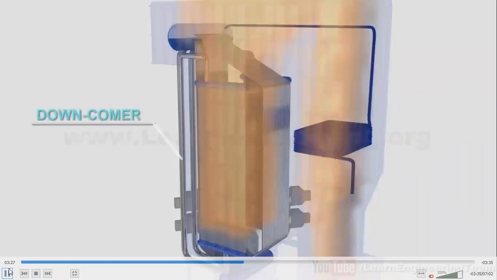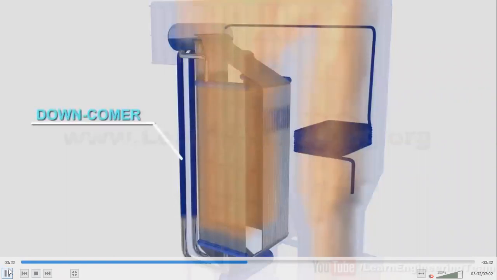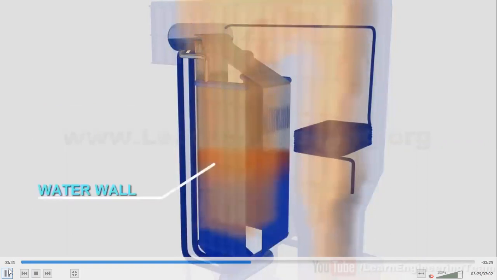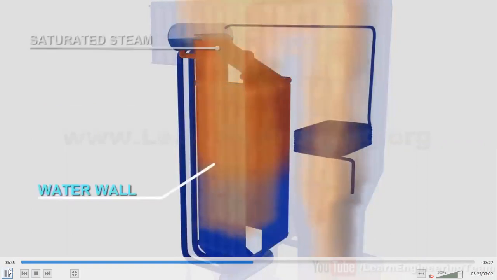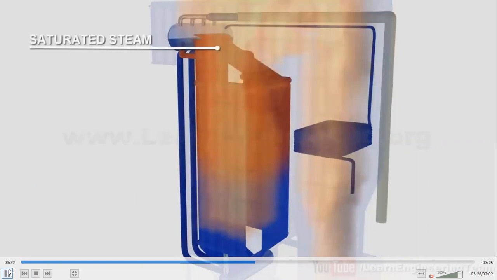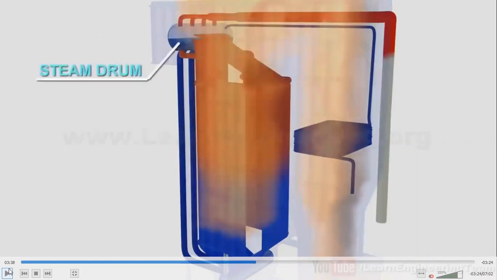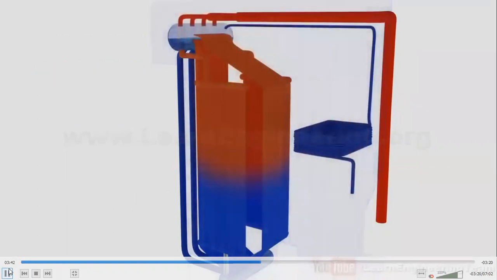So when the water flows inside, from the hot gas, you can see it will take the heat, and my students, we will get the steam. So the red line basically is the steam, high pressure and high temperature steam.